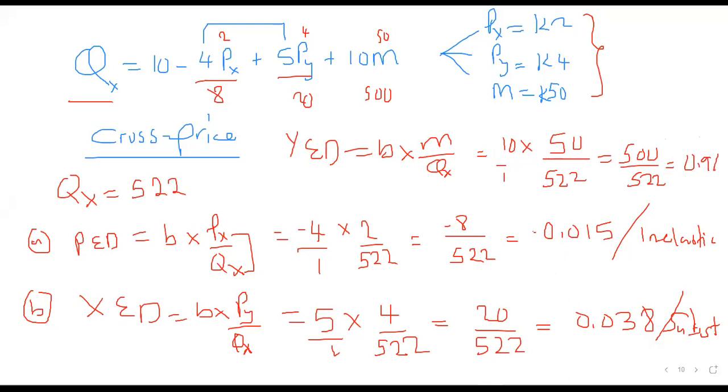0.96. So what is our comment there? It's a necessity. It's what? A normal good, correct. A normal good. Specifically, it can be anything.